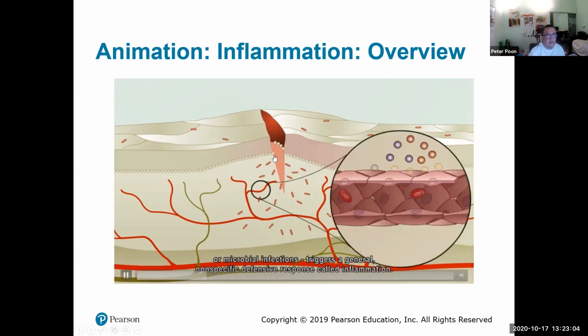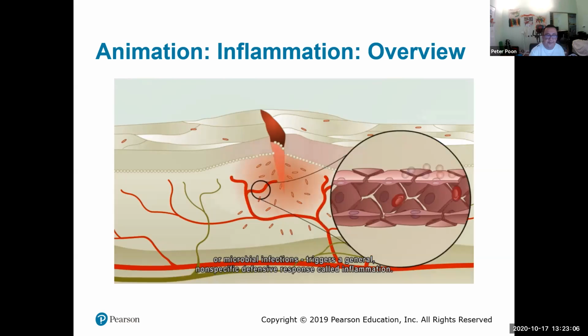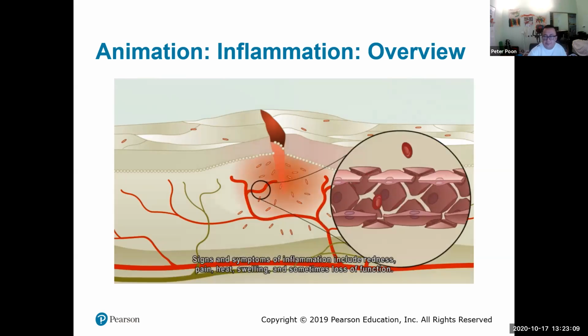General, nonspecific defensive response called inflammation. Signs and symptoms of inflammation include redness, pain, heat, swelling, and sometimes loss of function. Inflammation has three main functions: to destroy the agent causing injury, to limit the effects of the agent on the rest of the body, and to repair or replace damaged tissue.